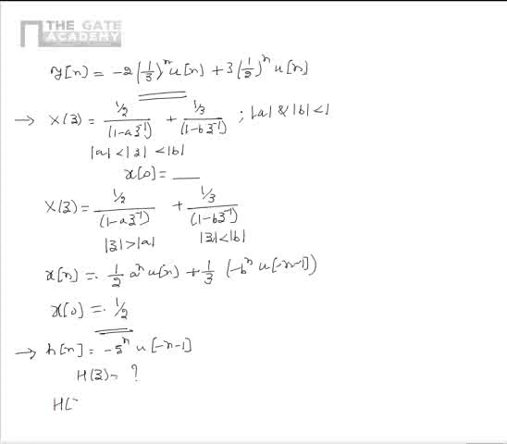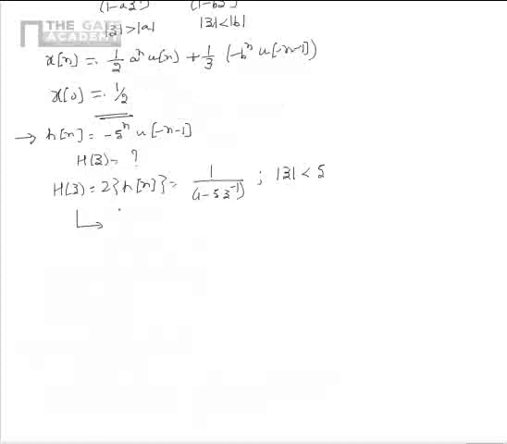We see that the system function H of z is equal to the z transform of h of n is equal to 1 by 1 minus 5 z inverse, and the corresponding ROC is mod z less than 5. So here we see that the system is stable and anti-causal because the ROC includes the unit circle and the ROC is inside a circle.